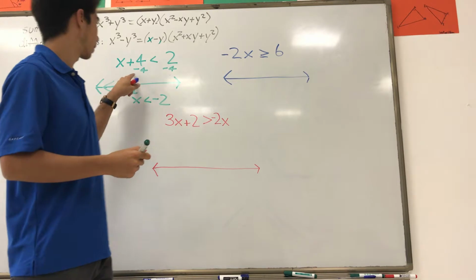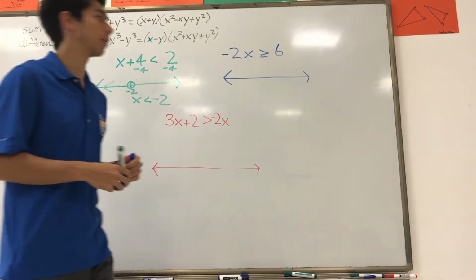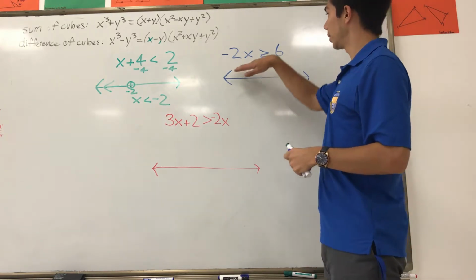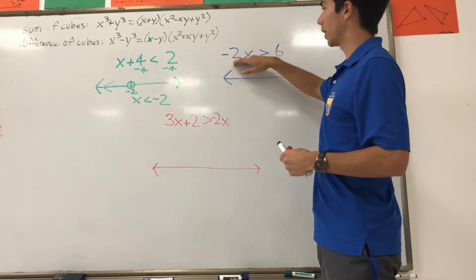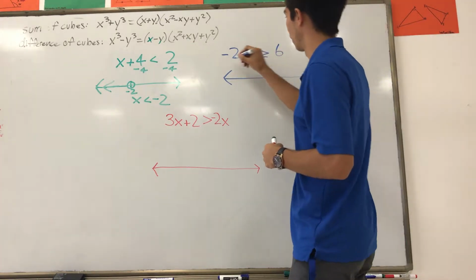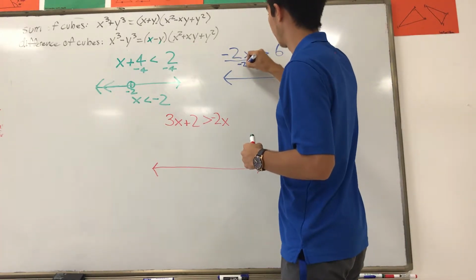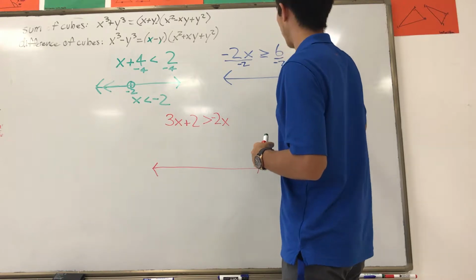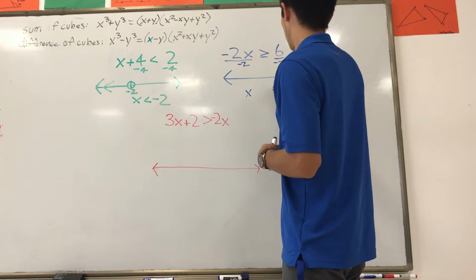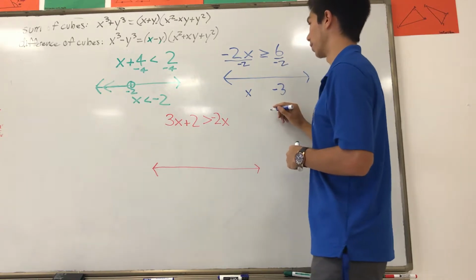Now in blue here, addition and subtraction function the same. For these problems that have a negative in them and you're going to end up multiplying or dividing, let's see what we do here. We want to get x by itself, so I'm going to divide by -2. I'm going to divide by -2, and I'm going to end up with x something. 6 over -2 is -3.